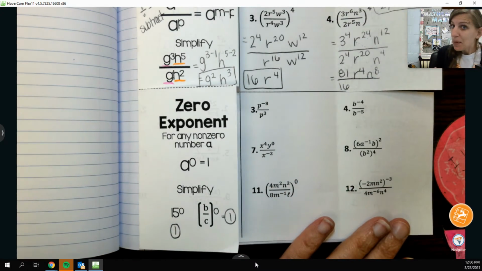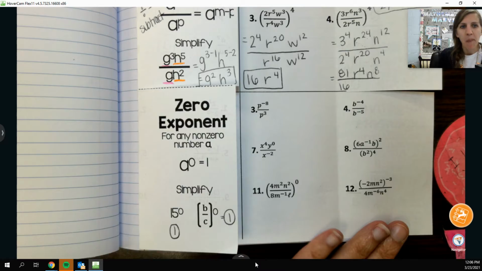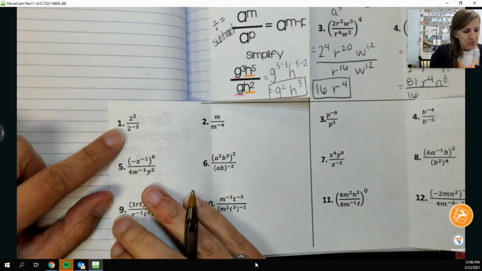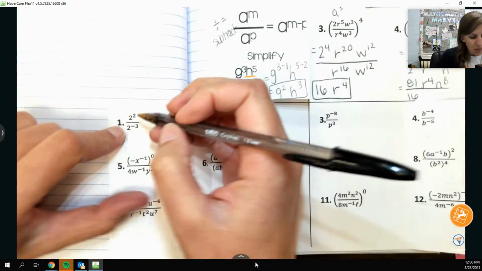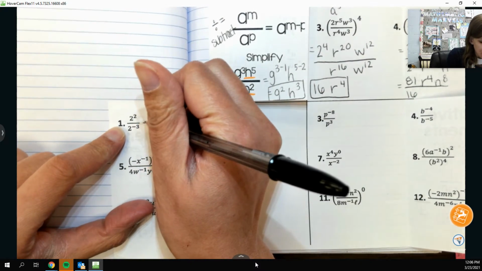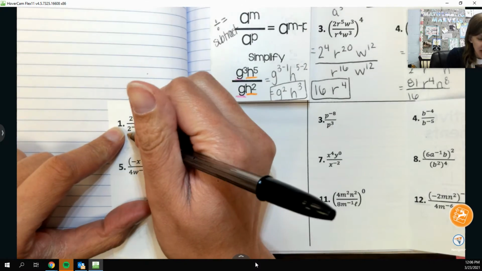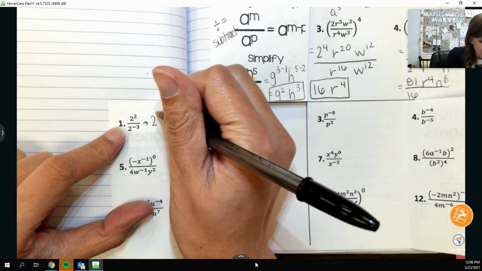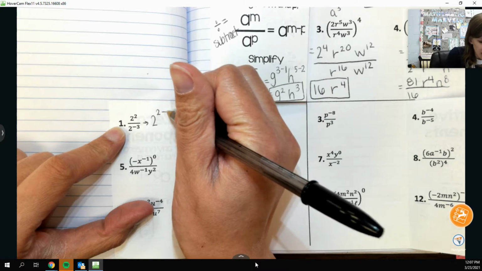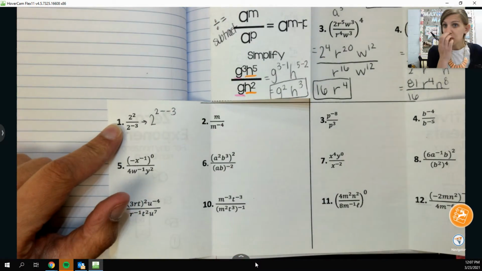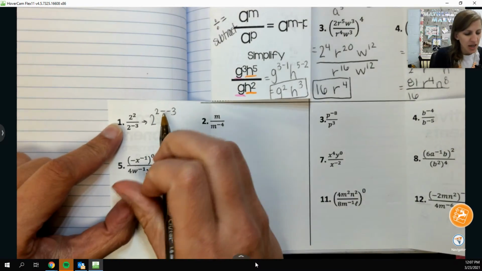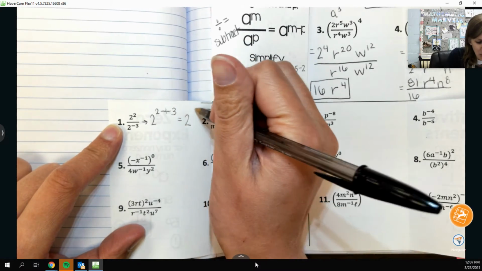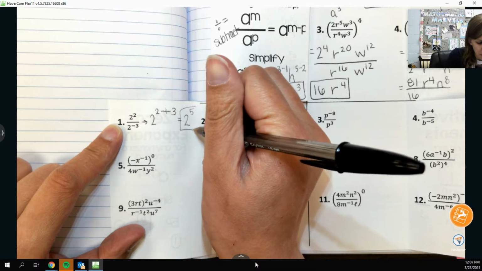We can actually think about this a couple of different ways. Let's just start with all of them then. So number 1 over here, what we can think about this as is because I'm dividing and the bases are the same, I could do 2 to the 2 minus negative 3 power, because when we are dividing, we subtract, which a double negative will really make a plus. And so we end up with 2 to the 5th.